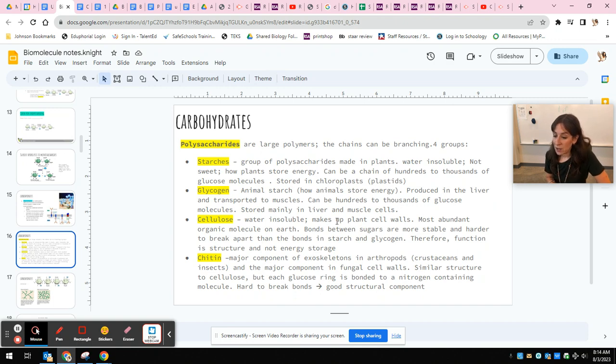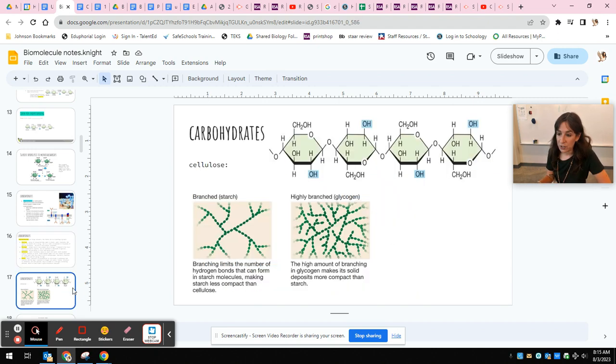Cellulose makes up plant cell walls, and chitin makes up exoskeletons in arthropods, which are crustaceans and insects, and also fungal cell walls. Cellulose and chitin are different structurally from starch and glycogen in that there aren't many organisms that have enzymes that can hydrolyze the bonds in cellulose and chitin. And so it's super strong structurally and not going to be used for energy.